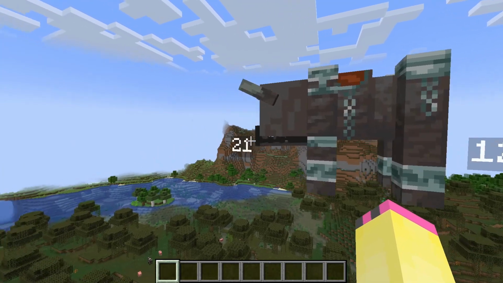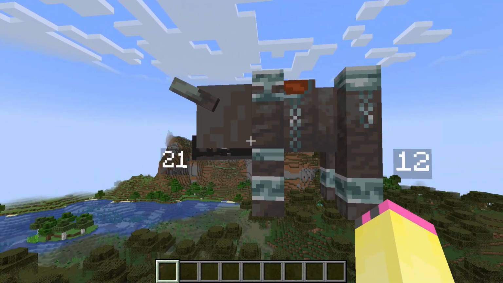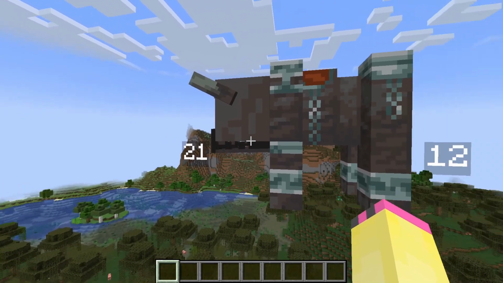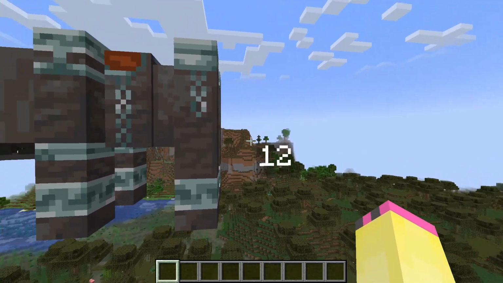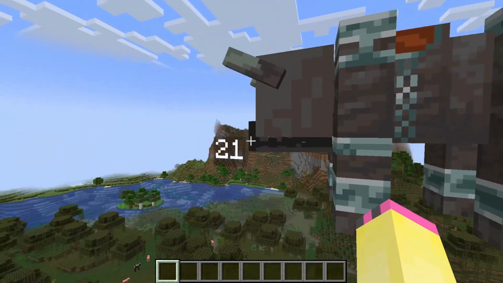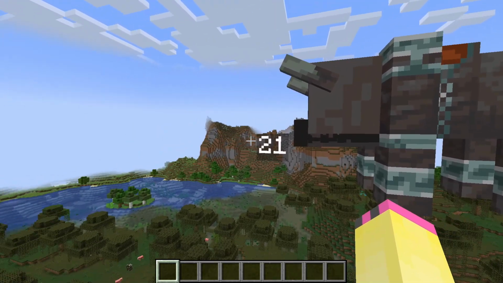When the Ravager is facing left, this number is greater, or quote unquote greater than the other. When the Ravager is facing right, on the other hand, the second number is greater and the first number is smaller or less than the other.